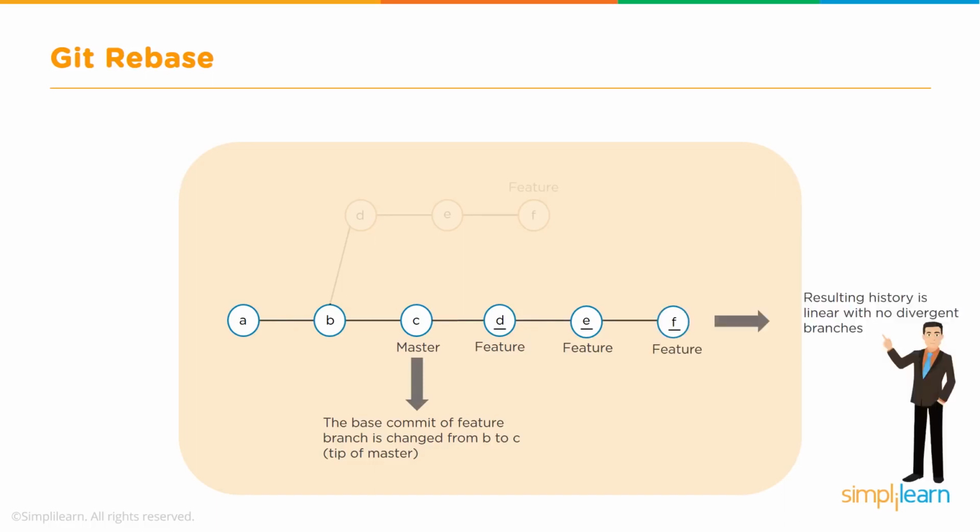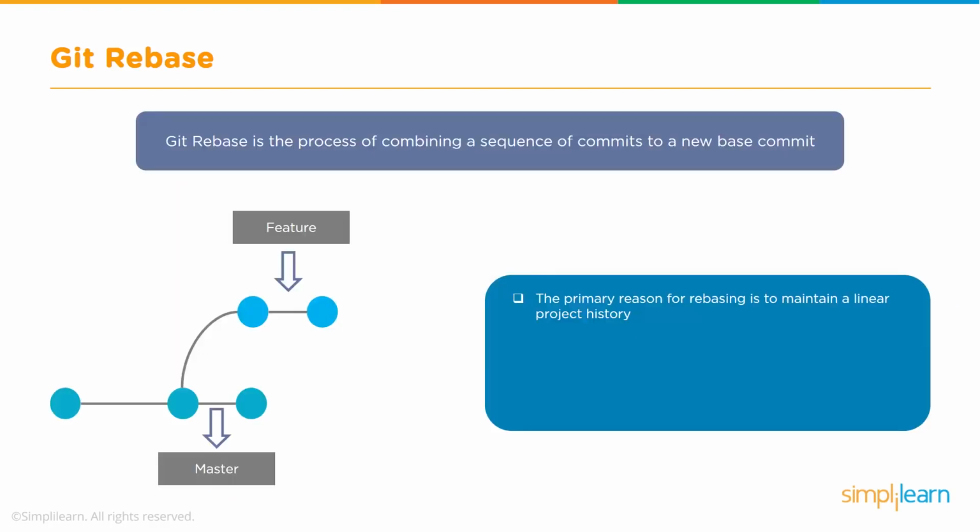Now, the benefit you have by going through the rebase process is that you're reducing the amount of storage space that's required when you have so many branches. It's a great way to just reduce your total footprint for your entire project. So git rebase is the process of combining a sequence of commits to form a new base commit. And the primary reason for rebasing is to maintain a linear project history.